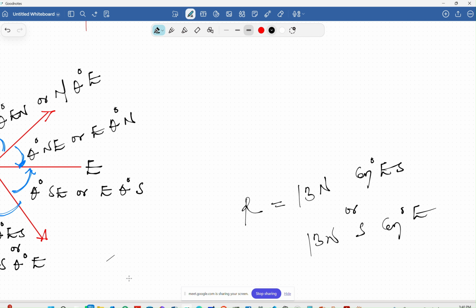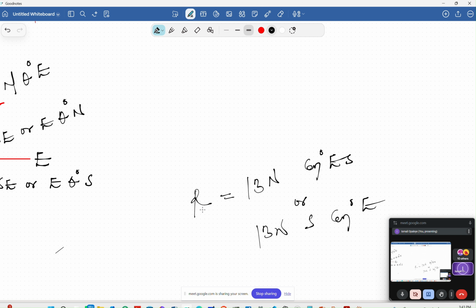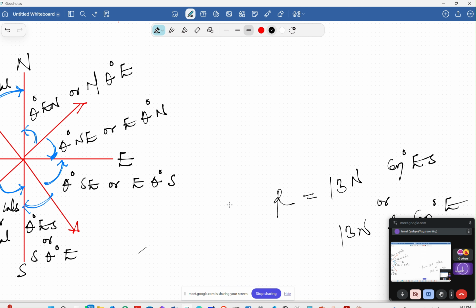Hello, can you hear me? Did you all see this resultant value when I wrote it down? Does it make sense to you? 13 Newton 67 degrees east of south, or 13 Newton south 67 degree east. Does it make sense? Can you still hear me? Yes, sir. I said, does it make sense?